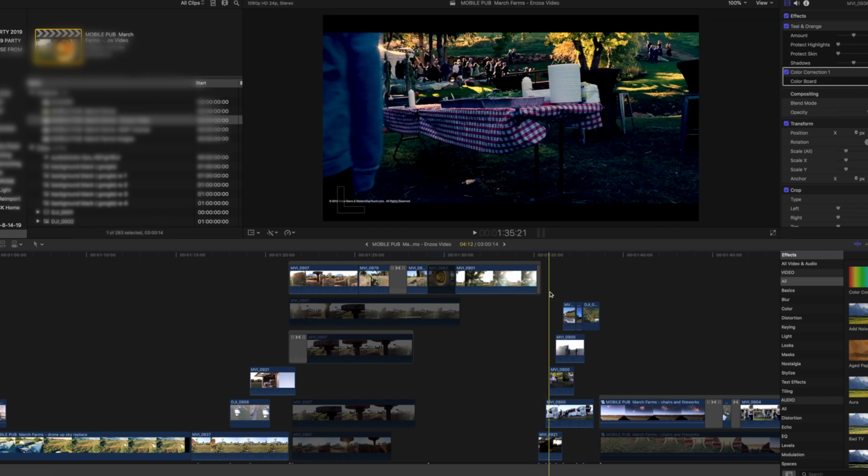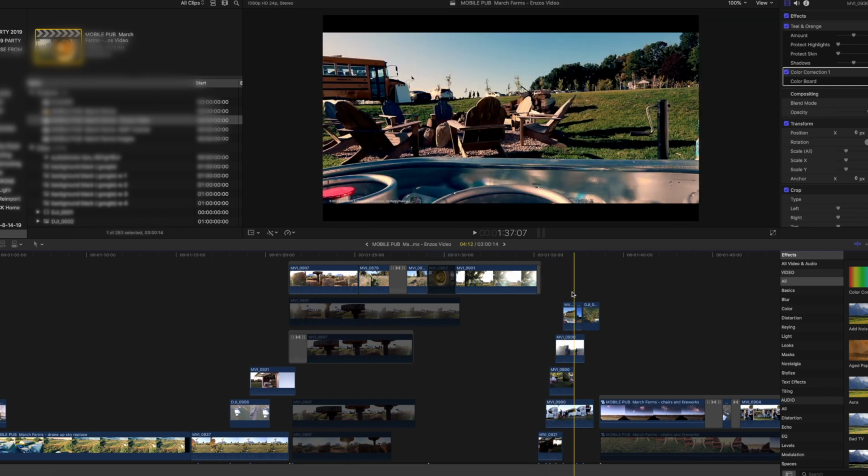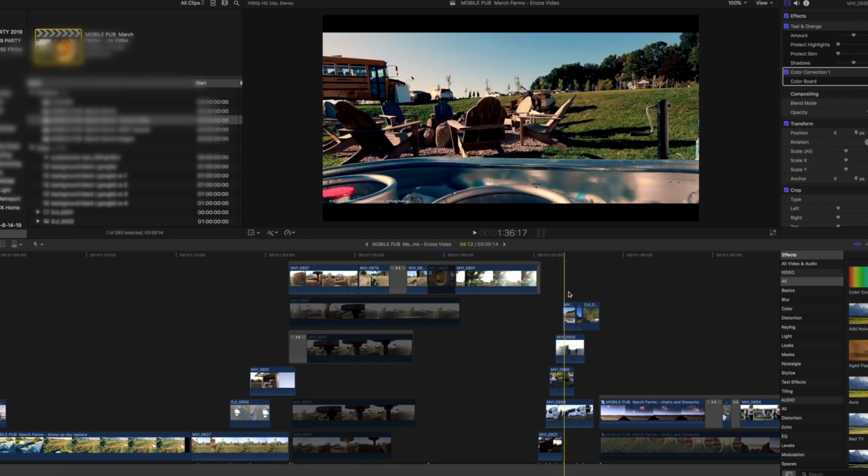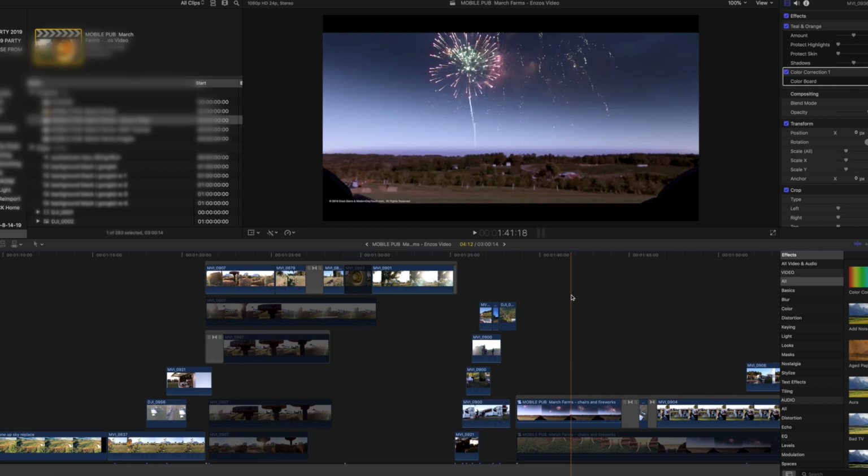Now the music starts to pick up over here, so what we did was we went with the flow of the music. So these clips are really short, really fast, and they go with the flow of the music.